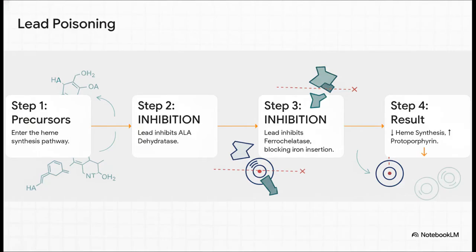So lead is basically a saboteur in our hemoglobin factory. It comes in and just wrecks two critical enzymes in the heme synthesis pathway. It takes out ALA dehydratase early on, and then it knocks out ferrochelatase at the very end. That's the enzyme that actually sticks the iron into the ring. So with lead poisoning, heme production just grinds to a halt.